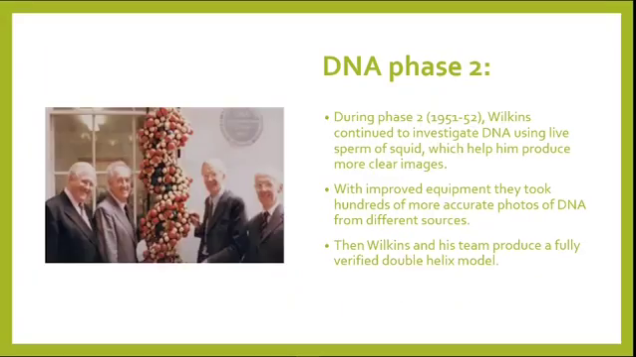During phase 2, Wilkins continued his research, and this time he was using live sperm of squid to produce clearer images. After that, he and his team performed hundreds of experiments using DNA from different sources, including calves, mice, chickens, squids, and humans, with advanced equipment. And they analyzed these images with the latest computers. After that, Wilkins and his team created the first verified double helix model.